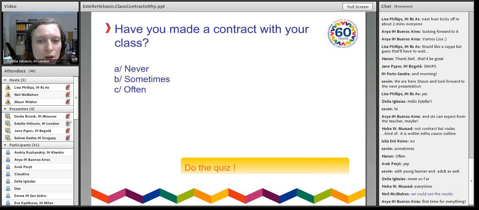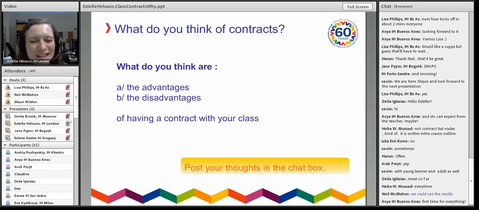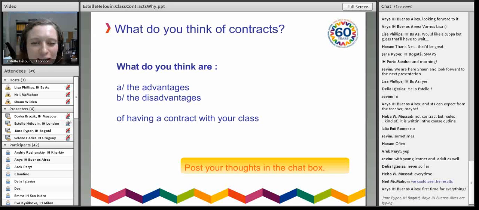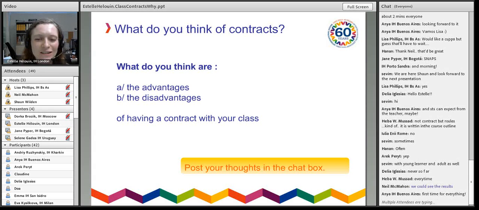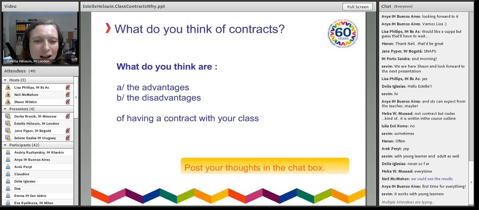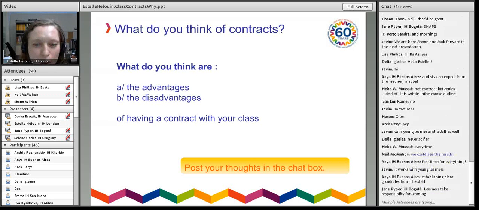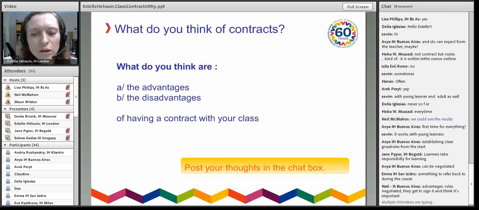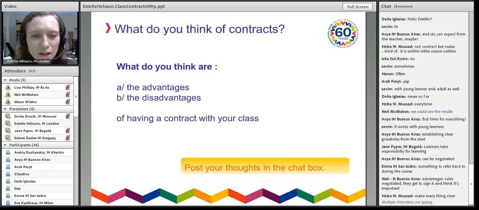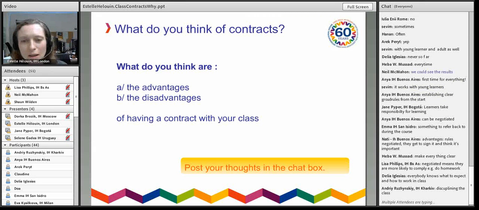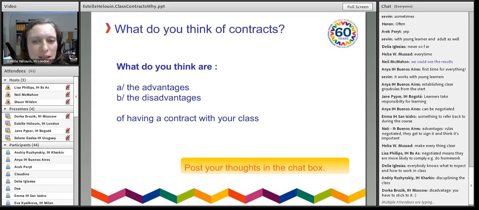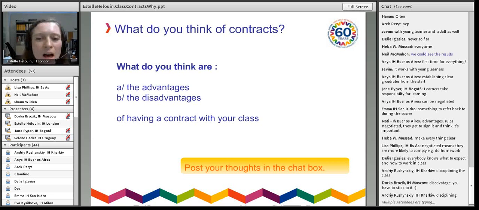So could you do the poll? Basically, what you need to do is click on the answer. The question is, have you made a class contract with your class? I can see that some of you are already doing the poll. Oh, I'm quite surprised actually. Quite a few of you have. Excellent. Okay, so we're going to get a variety of answers. I will stop the poll in a second. Can you confirm? I just need to click on close, Sean, to get the results. Oh, I think it's closed already. Okay, so quite a few people have at least tried sometimes. Okay, let's move that poll. Excellent.